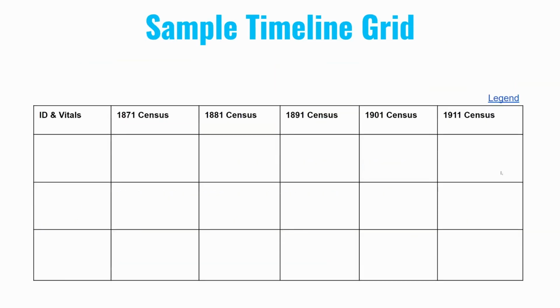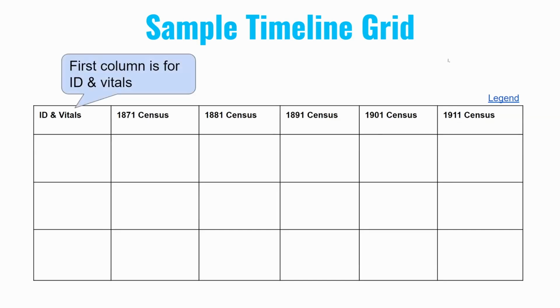So it's all well and good to hear a description and even to see a blank grid, but let's walk through a little bit more detail on this so it makes more sense. In the timeline grid, you'll notice that the first column is labeled ID and vitals. In that column, I will put a PID from FamilySearch if I have one, or if you're using another desktop application like Ancestral Quest or Family Tree Maker, you could record an ID number from there. I put the name in there, and that's also where I put the vital information such as birth, marriage, and death.